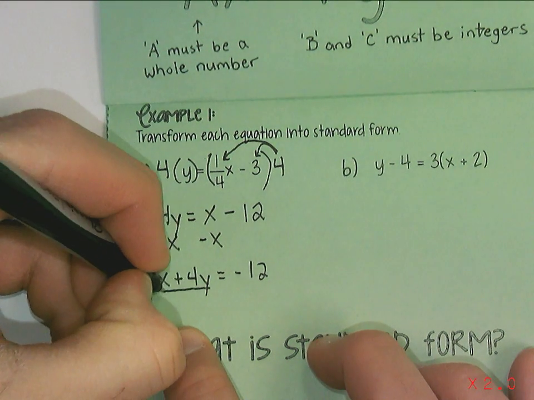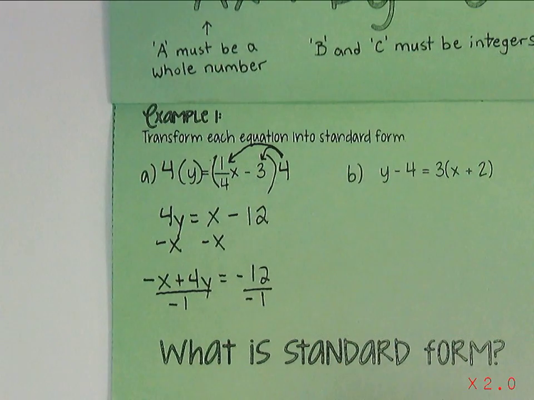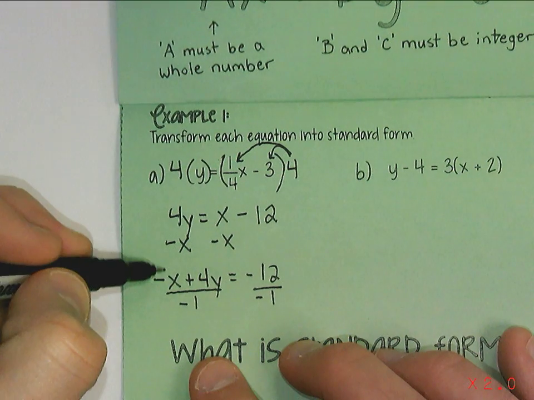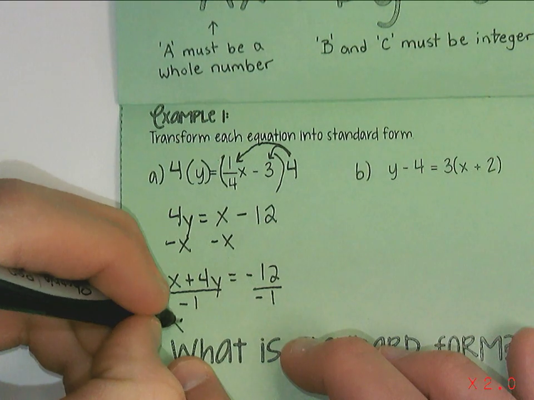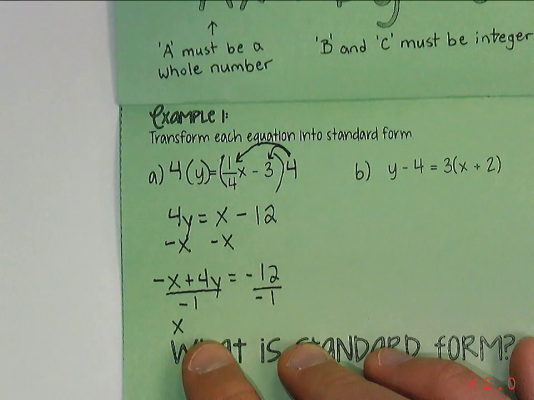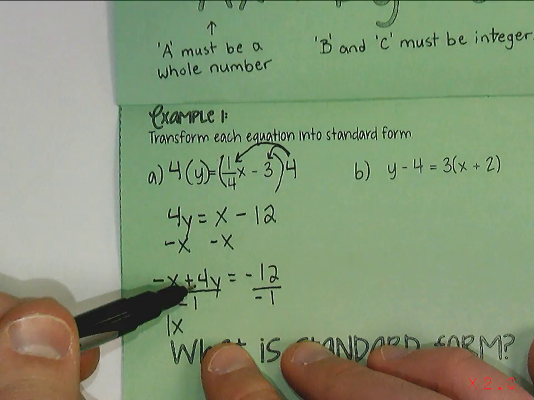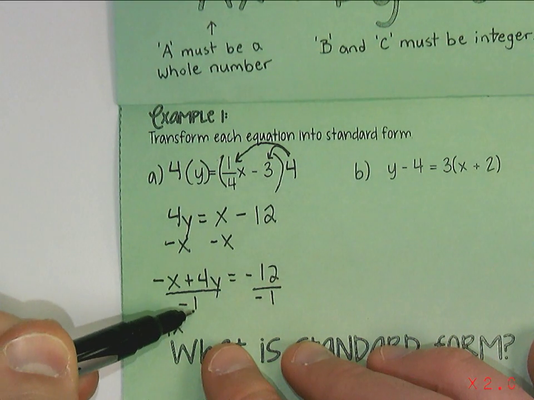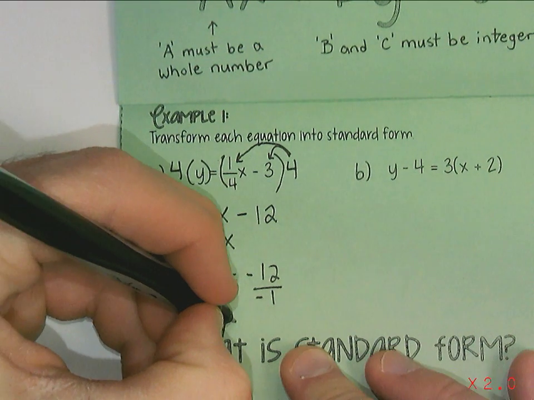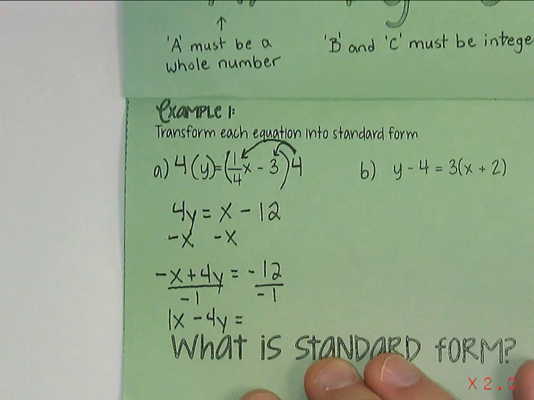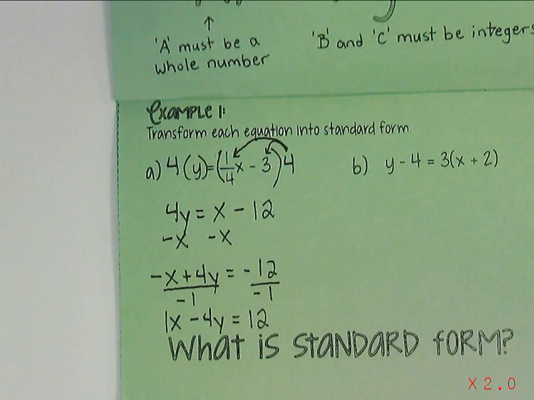So this whole thing, I'm going to divide by negative 1, and I'm going to divide this side by negative 1 in order to make these positive. Now remember, we're dividing the coefficients, so negative 1 divided by negative 1 would be positive 1. I just have x, or 1x, if you prefer to write it that way. Either way is fine. 4 divided by negative 1 will be negative 4, so I have minus 4y equals negative 12 divided by negative 1 would be a positive 12, and that would be my final answer.